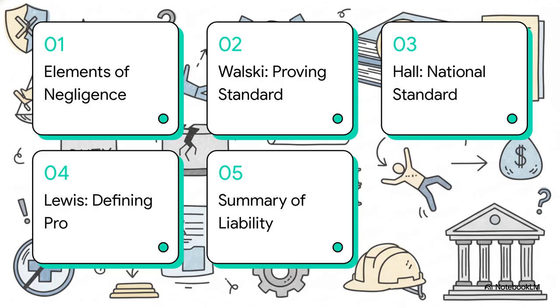Here's our roadmap for the case files today. 1. The elements of negligence. 2. Walski, proving the standard. 3. Hall, the national standard. 4. Lewis, defining a professional. And 5. A summary of professional liability.